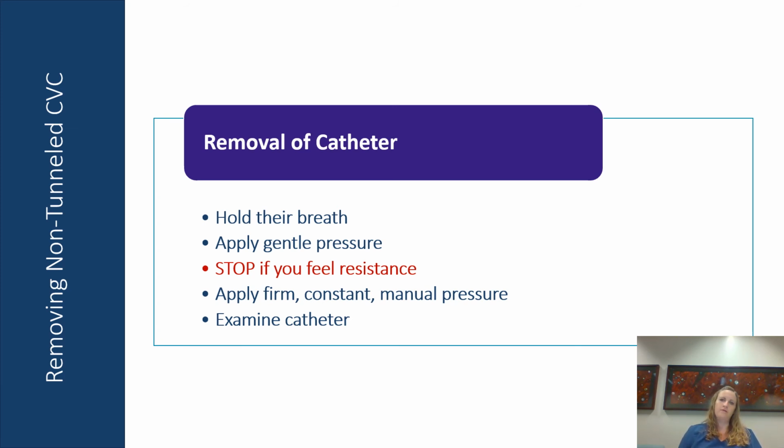You're going to want to apply firm, constant manual pressure to the insertion site for a minimum of 5 minutes and until bleeding stops. This means that regardless, you're going to be holding pressure on that site for at least 5 minutes. Even if there is no bleeding when that catheter is withdrawn, you still want to, per policy, hold pressure there for a minimum of 5 minutes or until that bleeding stops. So it may be longer than 5 minutes if the patient continues to bleed. You're going to want to examine that catheter to make sure it's intact. And if ordered, you're going to send that catheter tip for cultures.